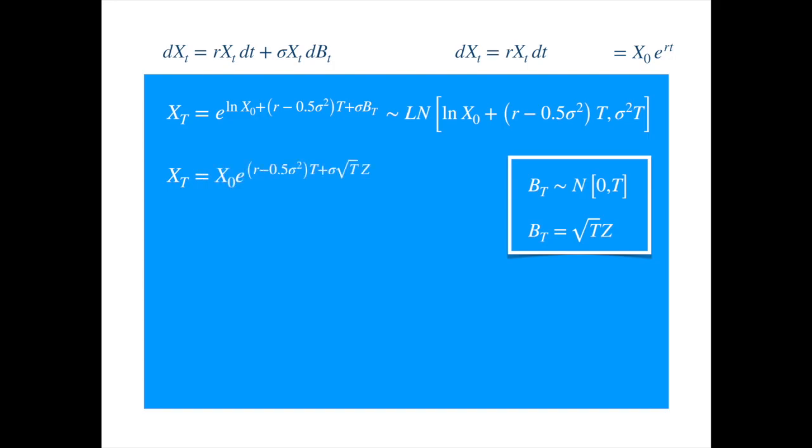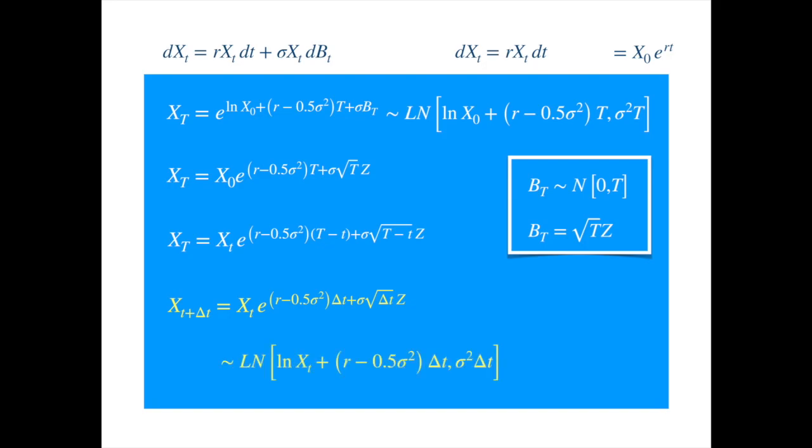By the way, we can also generalize this process to an arbitrary starting point, t, as opposed to 0. All one has to do is to replace 0 by t and big T by T minus small t. And we can also write this in terms of delta t, the size of the time step. So you just replace the difference of time by the length of the interval, which we represent as delta t. And we can also write its distribution easily by just replacing t by delta t.